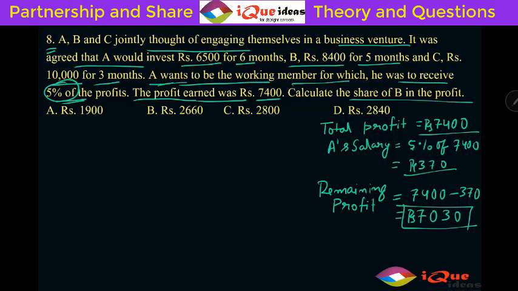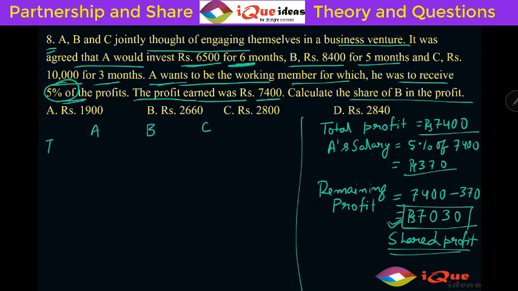Now, this remaining profit, we know that this is also the shared profit. So we have already given the salary of A. Now the shared profit is 7,030. Now how do we share this profit? Let's see. It's also given the amount with the duration for each one, right? So it is A, B, C. The investment amount of A is 6,500. The time for A is 6 months. Now investment amount of B is 8,400. For months I'm just writing M. So the time duration for B is 5 months. For C it is 10,000 rupees and duration is 3 months, right?